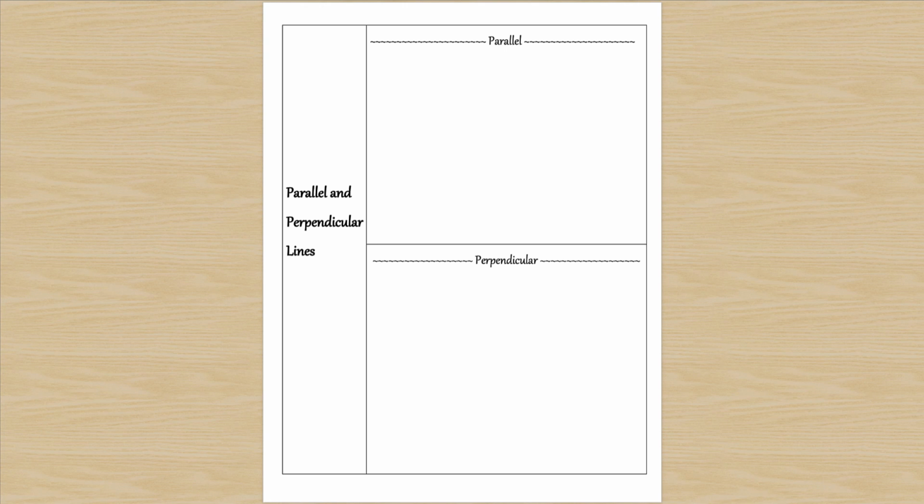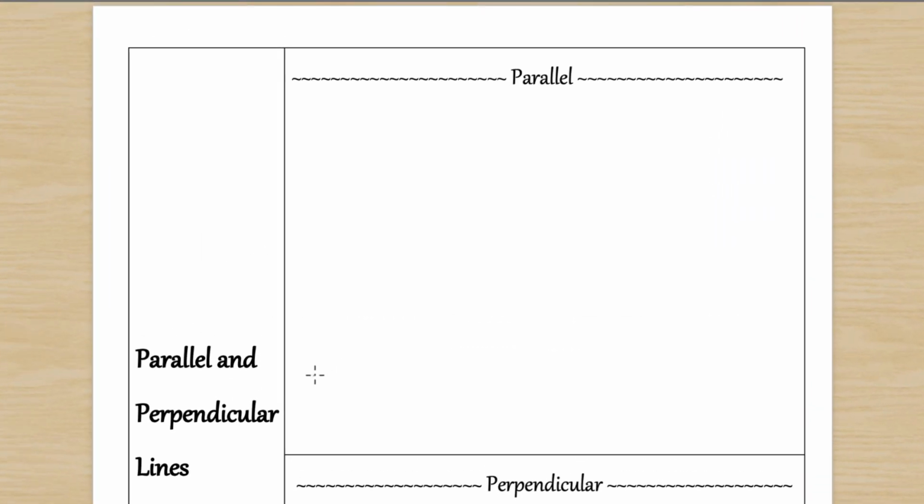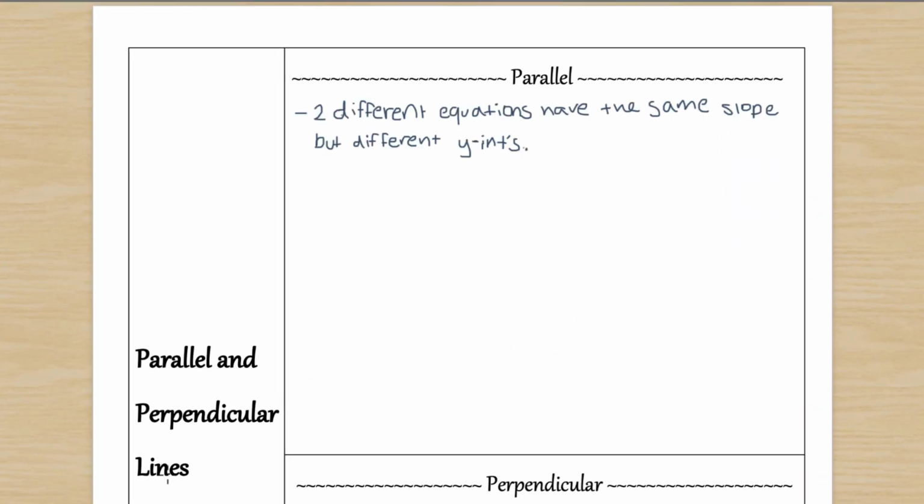Today we're going to be learning about parallel and perpendicular lines. Let's get started. So parallel lines are when two different equations have the same slope but different y-intercepts. An example of this would be if we had this equation right here. With these two equations, you can tell if they're parallel just by looking at the slope.